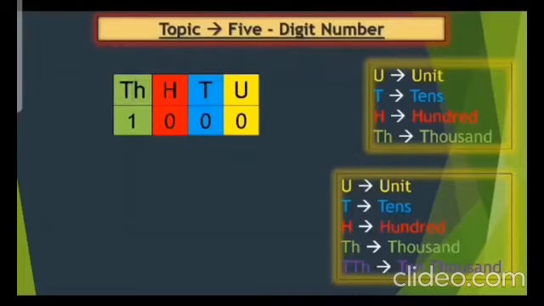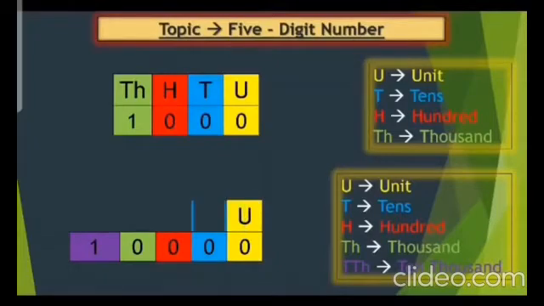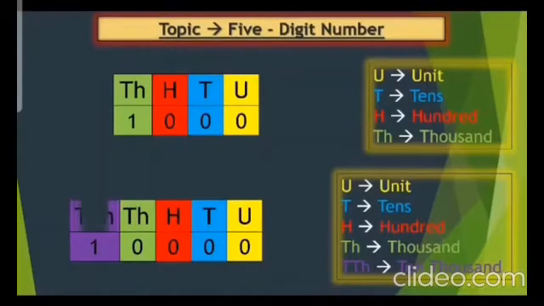Now in five-digit numbers, the smallest number is 10,000. It is written as 10,000, with four zeros. And for unit we write U. For tens we write T. For hundreds we write H. For thousand we write TH. And for the number 1 we will write TTH, that is 10,000. This one, 10,000, is the smallest five-digit number.